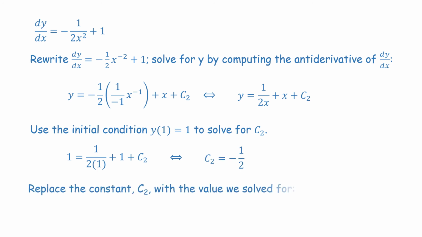Now replace the constant c sub 2 with the value we just solved for. Then our solution is the function y equals 1 divided by 2x, plus x, minus 1/2.